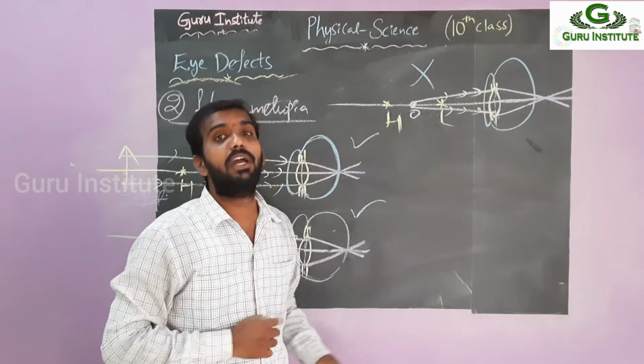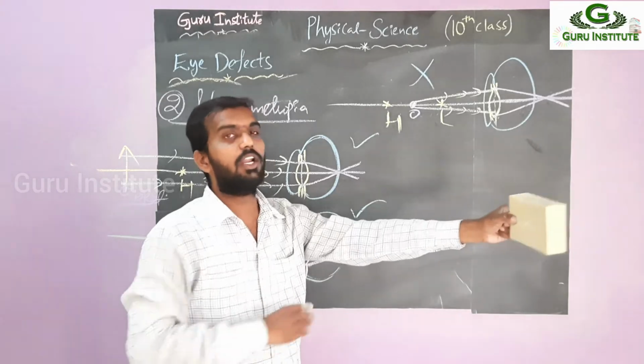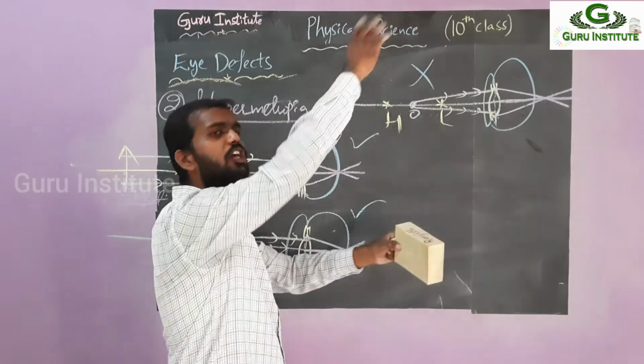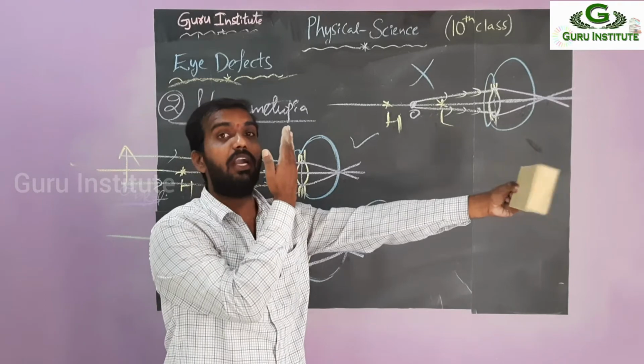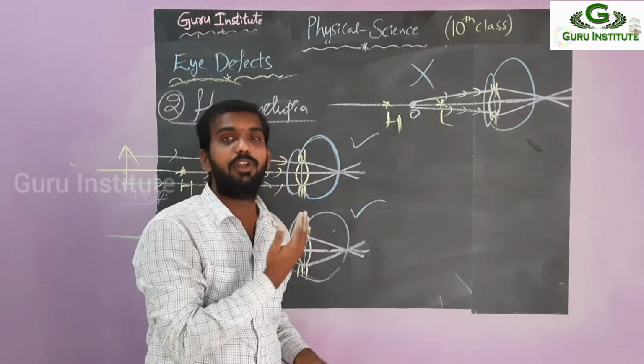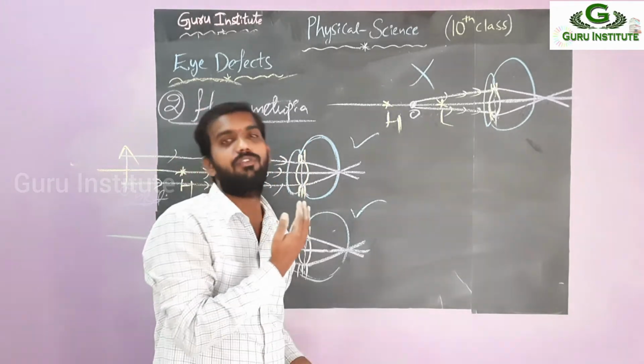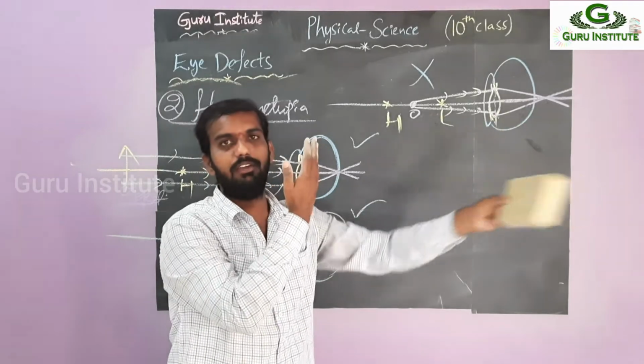Then what is the minimum point for me? After this point, up to infinity, I can see. That means up to a large point also I can see. So that's why this point is called the minimum point for me, that means the near point for me. After this one, I can see. In between this one, I can't see.